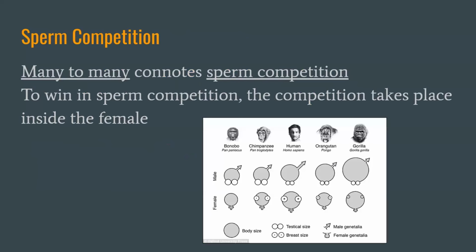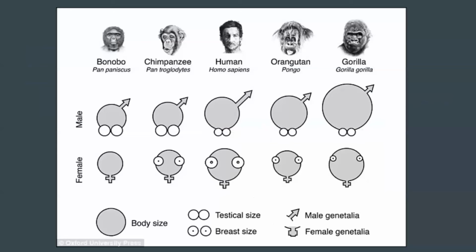So what sperm competition is all about is if a species has many-to-many sex, many males mating with many females, there has to be sperm competition. How do you pass on your genes? How do you guarantee you're going to pass on your genes when that stuff is going on, right? How do you win in that competition? Well, that sperm competition has to take place inside the female. So that makes it even a little more difficult.